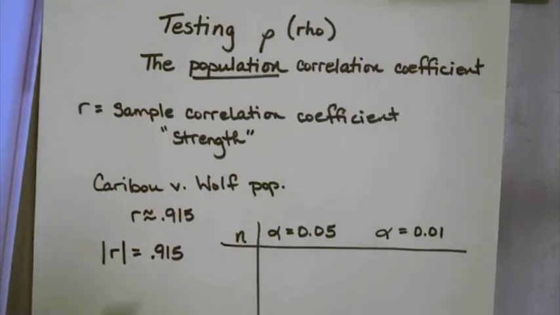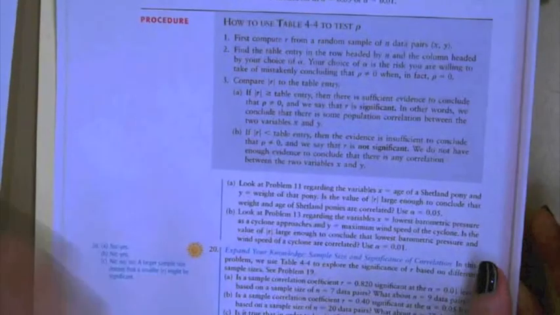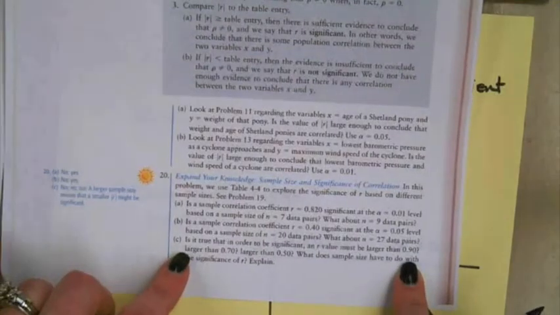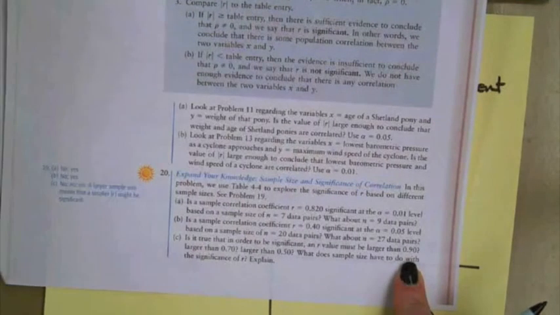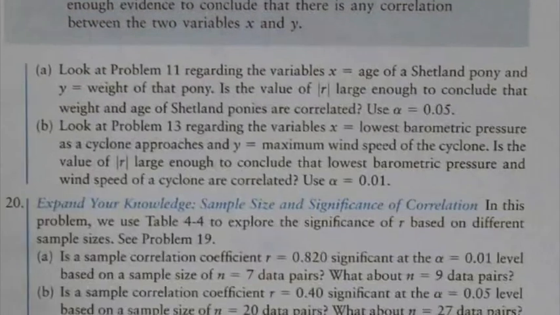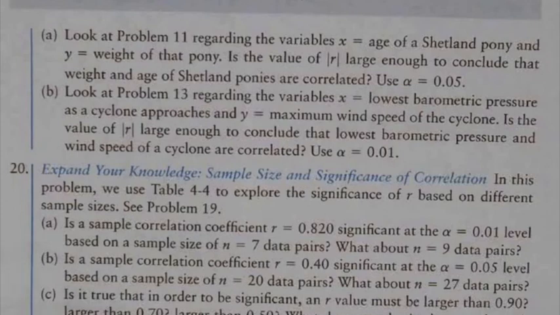So what we're going to do to try this out is, if you would, go ahead and look at problem 20 to try it out on your homework tonight. This is problem 20 on page 34. We're going to use table 4.4 at the top of the page and explore the significance of R based on different sample sizes.